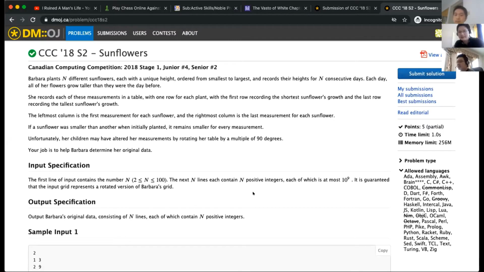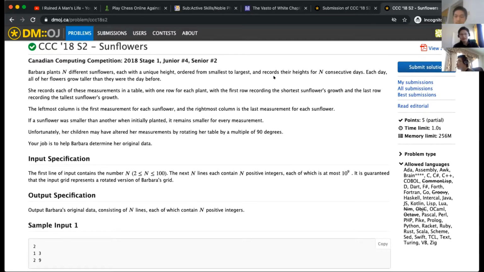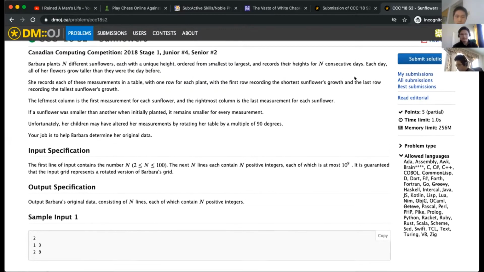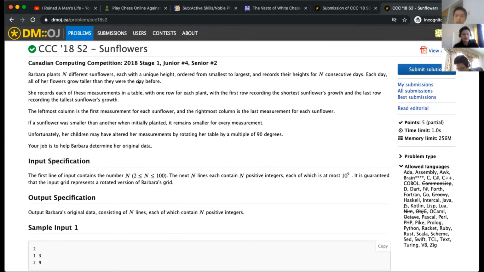Yes, I am here to talk about this problem, sunflowers. So Barbara has n different sunflowers, each with a unique height, ordered from smallest to largest, and records their heights for n consecutive days. Each day, all of her flowers grow taller than they were the day before. She records each of these measurements in a table, 1 row for each plant, with the first row recording the shortest sunflower's growth and the last row recording the tallest sunflower's growth. The leftmost column is the first measurement for each sunflower, and the rightmost column is the last measurement for each sunflower.